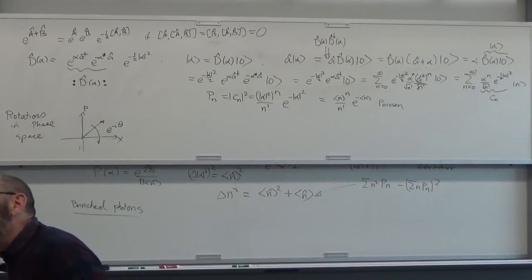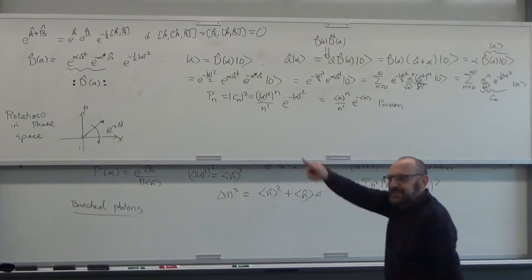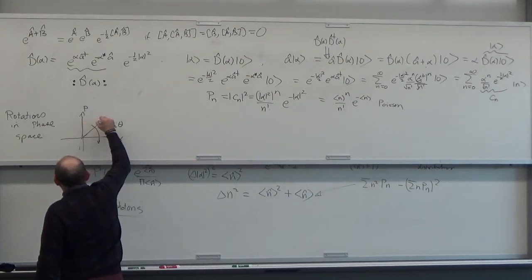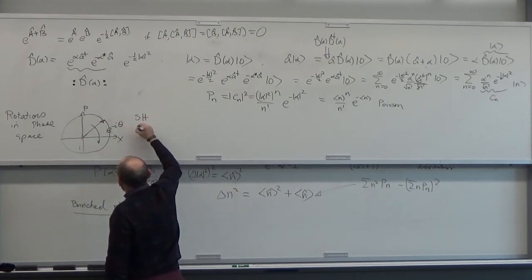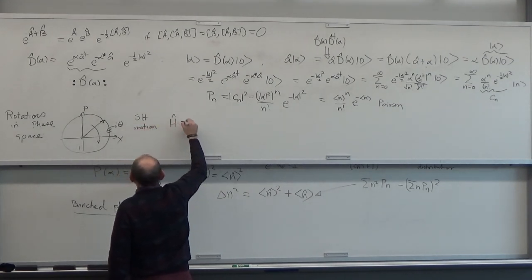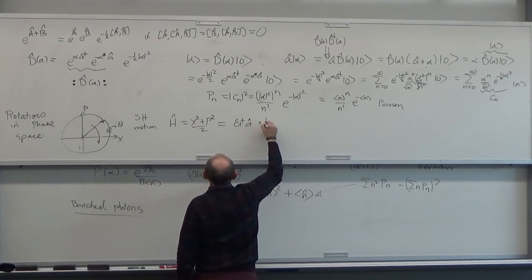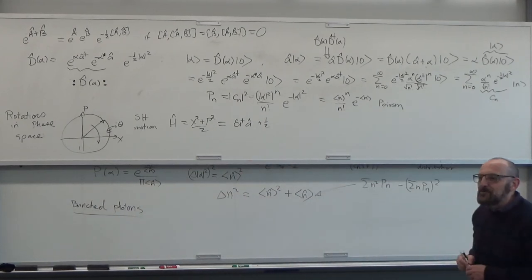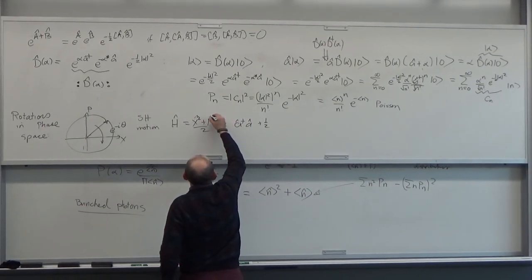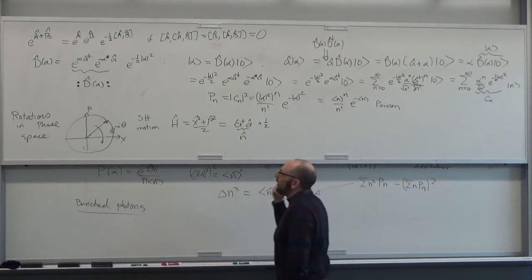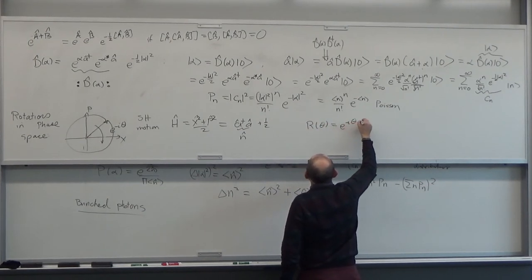Yes? What's that? The number operator, indeed, because that's just simple harmonic motion. Simple harmonic motion is just the path that, if I start here, goes in a trajectory in phase space, right? That's simple harmonic motion. The Hamiltonian is x squared plus p squared over 2, or a dagger a plus a half, right? If I don't really care about the one-half part, then, as Andrew said, the number operator is the generator of rotations. So I will call R of theta, e to the minus i theta n-hat.